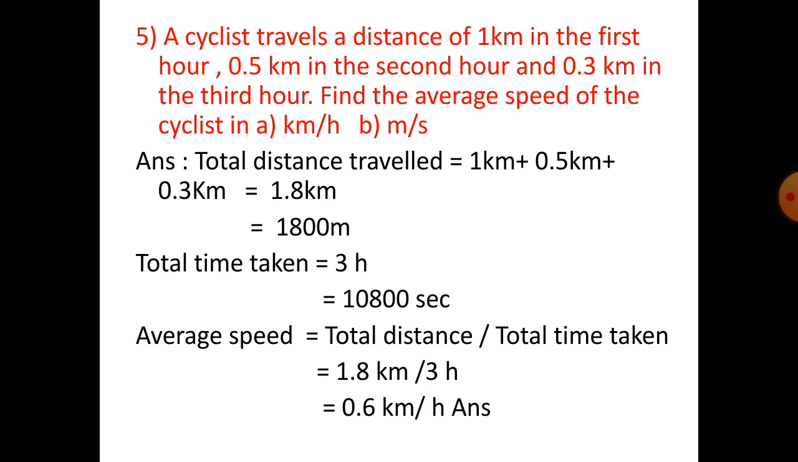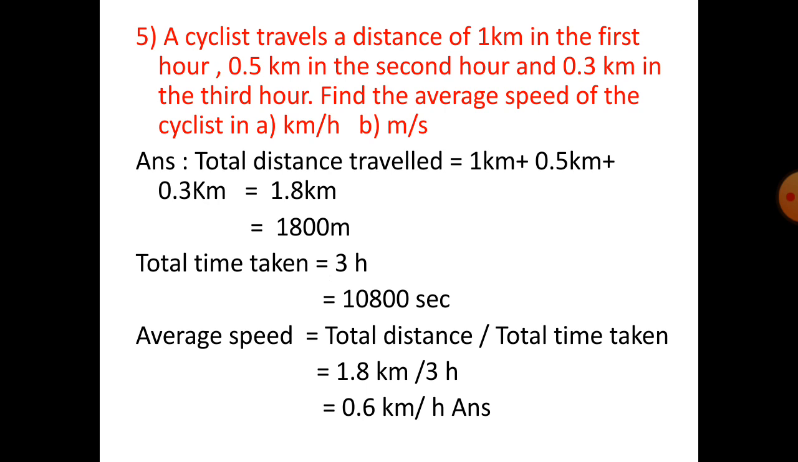Number 5. A cyclist travels a distance of 1 kilometer in the first hour, 0.5 kilometer in the second hour and 0.3 kilometer in the third hour. Find the average speed of the cyclist in kilometers per hour and meters per second.